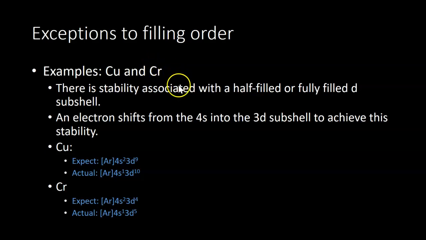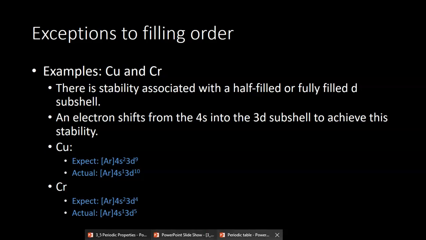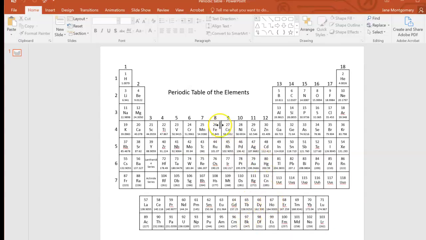We have some exceptions to our filling order because there's a stability associated with a half-filled or a fully filled d subshell. So what's going to happen is an electron is going to shift from the 4s into the 3d orbital in order to create that stability. Let's take a look at copper on the periodic table. Copper is located right here. And if we were going to use what we know so far, we would say it's going to be 4s2 and then 3d9.